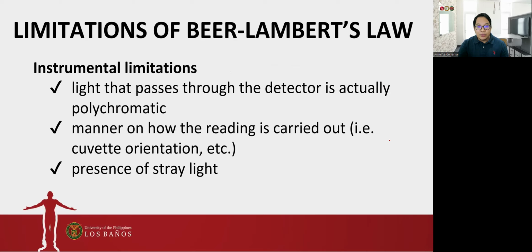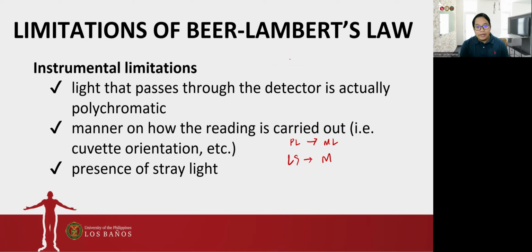The light that passes through the detector is actually polychromatic. So as you can recall, dun sa ating light source papunta sa monochromator, ang ating goal is yung ating polychromatic light ay once it passes through the monochromator ay lalabas siya as monochromatic light. Pero it's not always the case. Okay? So, yan ay part of the limitations ng mga instruments natin.